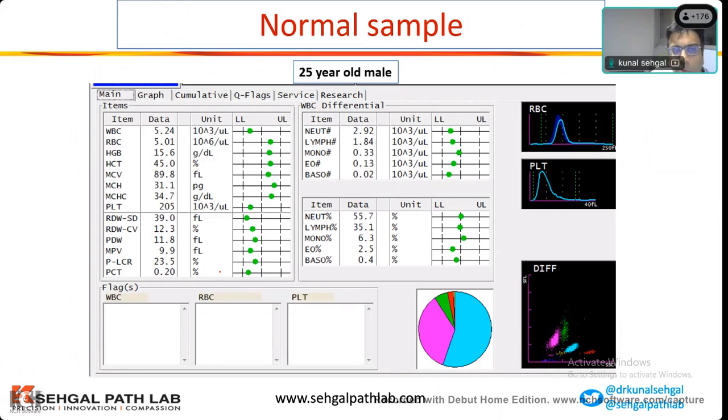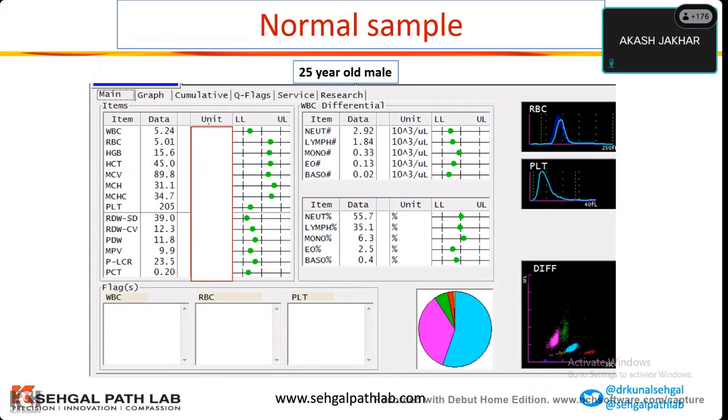Then we are going to go into this histogram, and now I'm going to hide the units. One by one, Dr. Akash, you know the units of WBCs? Sir, microliter. How much is normal? This is given as 5.24. What does this mean? The normal is 4,000 to 10,000 per microliter. But here it is written 5.24. So what would be the normal count over here? It is normal, sir.